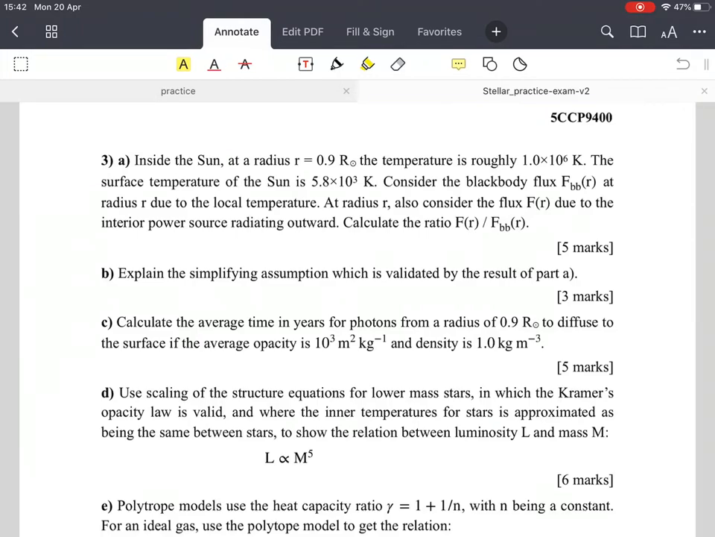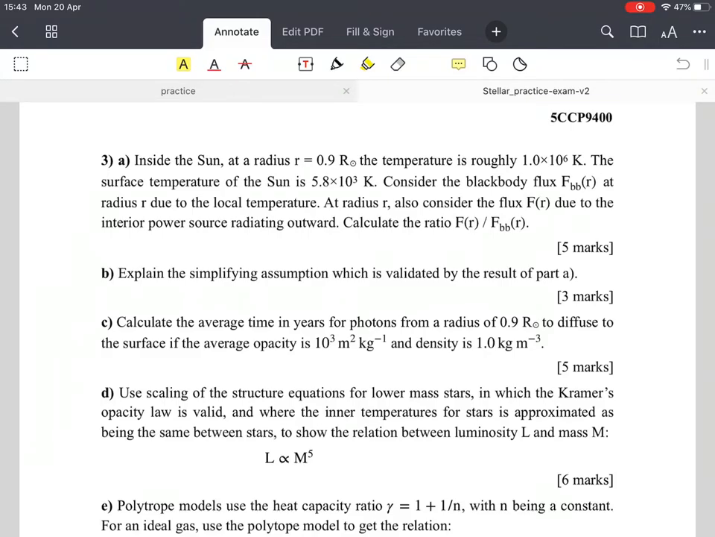So it's asking about the inside of a star, which in this case is the sun. So it's got a radius of 1 solar radius and a luminosity of 1 solar luminosity. When you're inside at a radius of 0.9, there's a temperature of 1,000,000 Kelvin. And at the surface, it drops to a much lower value, the temperature of about 5,800 Kelvin.